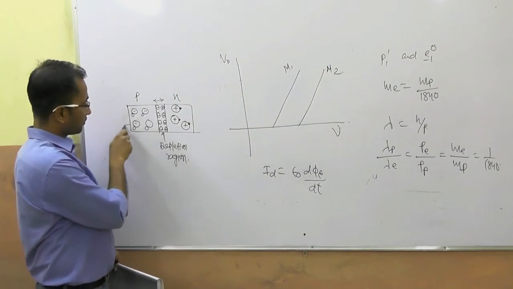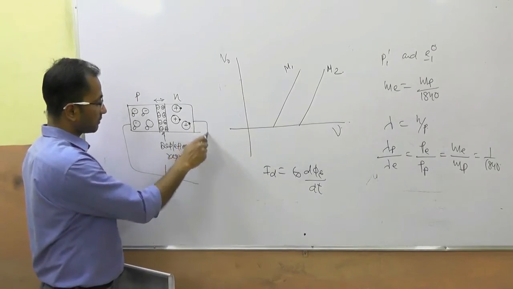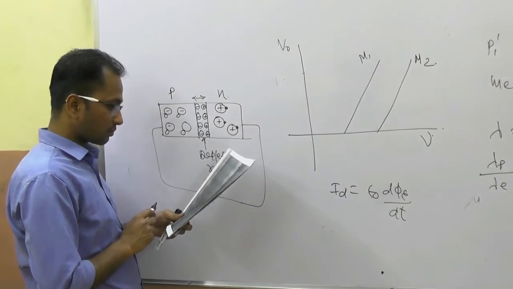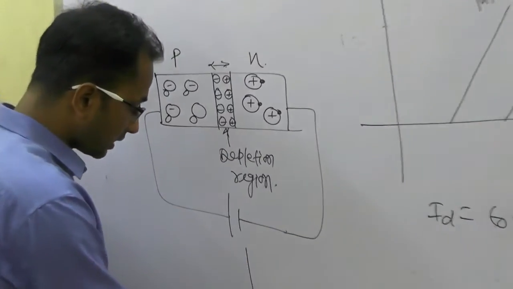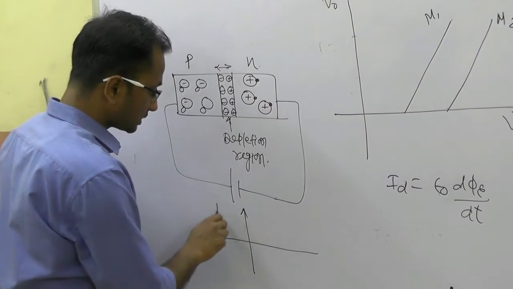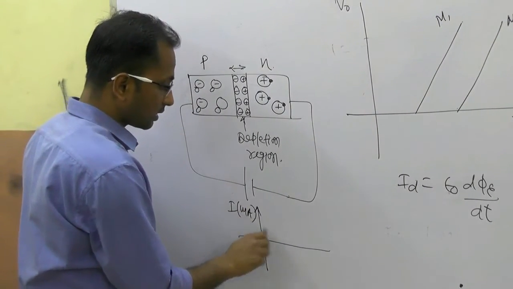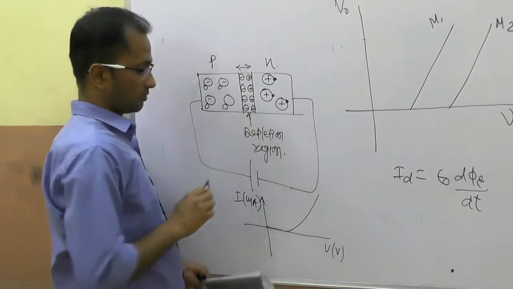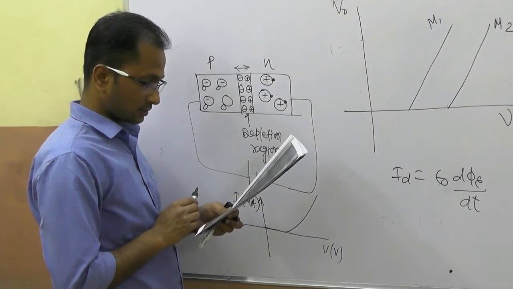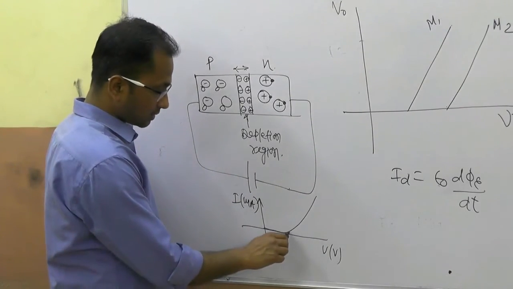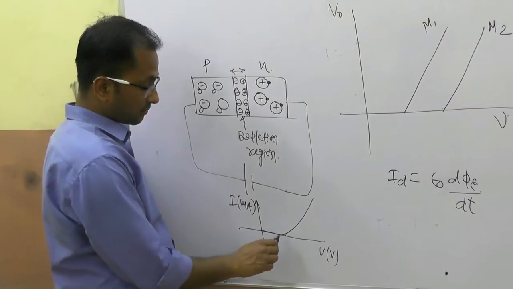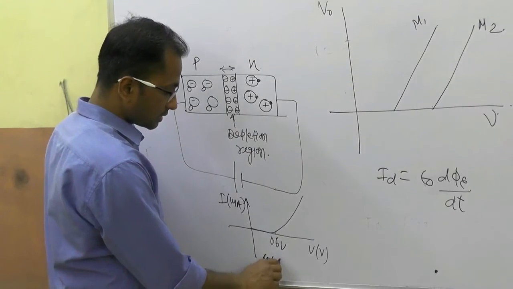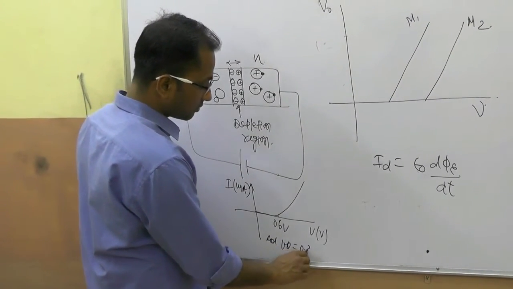तो जब उसको फॉरवर्ड बायस करेंगे मतलब पी टर्मिनल को पॉजिटिव और एन टर्मिनल को नेगेटिव से कनेक्ट करेंगे तो पोटेंशियल बैरियर या डिप्लीशन लेयर की जो साइज है कम होती जाती है. Suppose this is the current in milliampere, voltage in volt. फॉरवर्ड बायसिंग में for silicon this is 0.6 volt and for germanium this is about 0.2 volt.